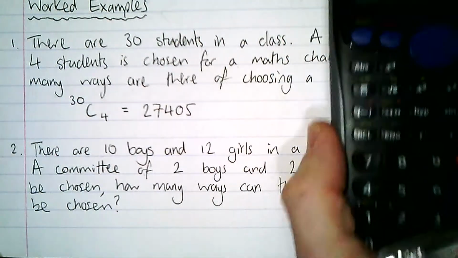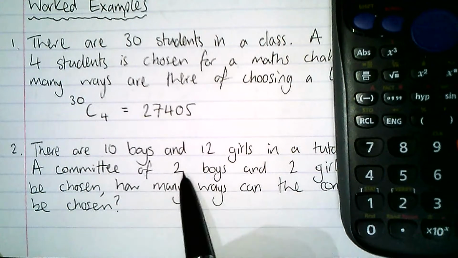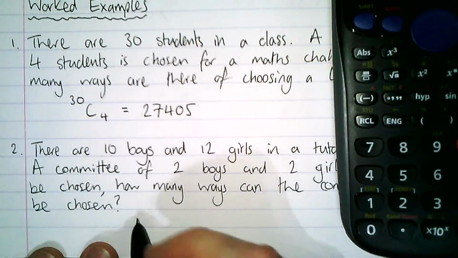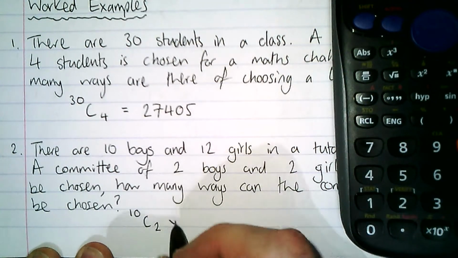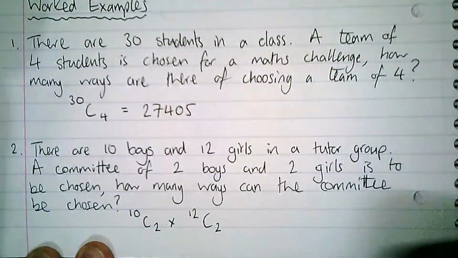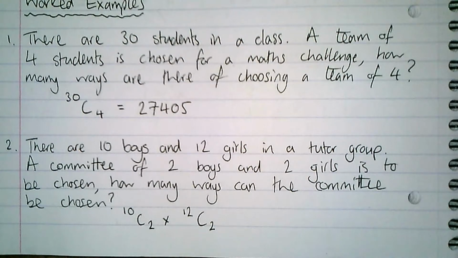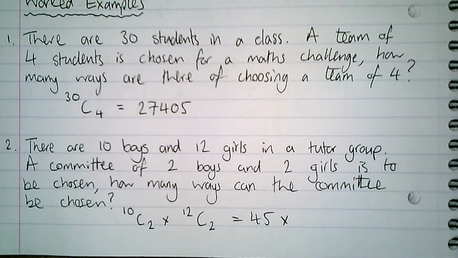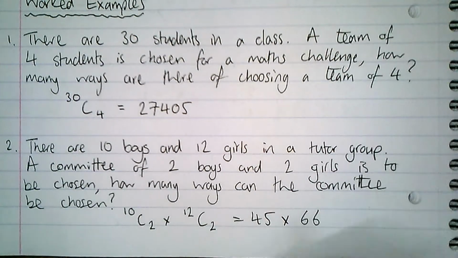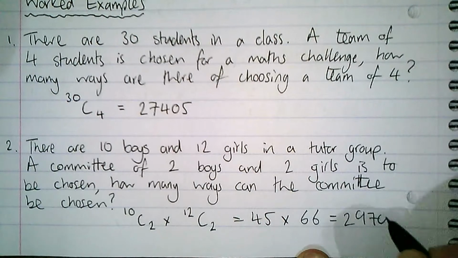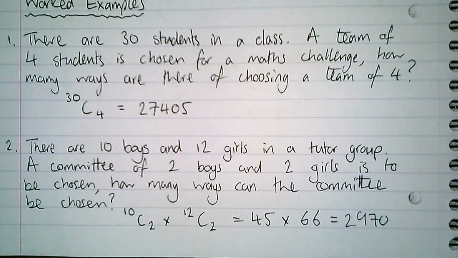So what we do is we work out how many different ways there are of choosing the boys, how many different ways there are of choosing the girls separately, and we multiply those two numbers together. So here we're going to do 10 choose 2. I'm going to multiply that by 12 choose 2. So here on my calculator, I'll just put that out shot so that you can see. So 10 choose 2, that gives me 45, multiplied by 12 choose 2 was 66. So 45 multiplied by 66 is 2,970, which is much smaller than if we did 24 choose 4.